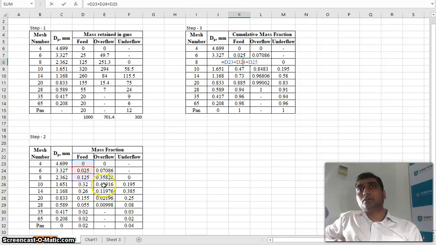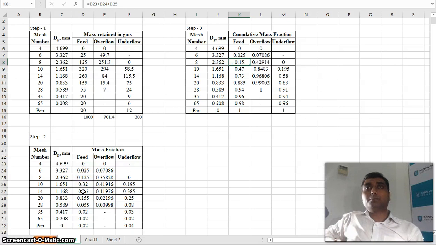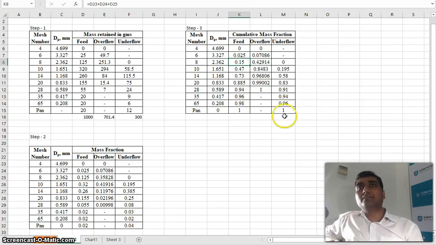Similarly, what you have to do? You have to just sum the previous one with the current value of mass fraction. So you have to stop your calculation once you get the value of 1 in the cumulative mass fraction. I hope you are clear with this.